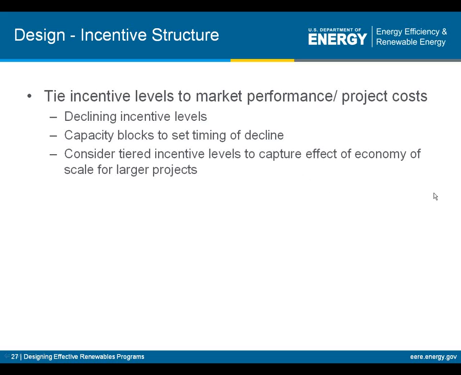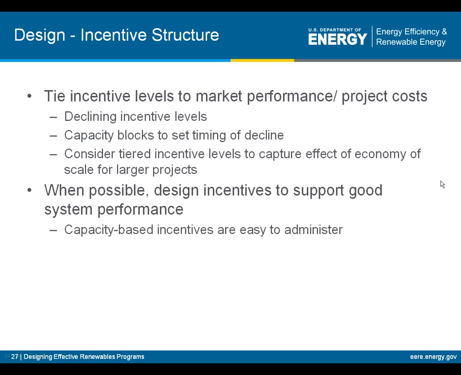You also might want to consider tiering the incentive levels, and that means providing $1.50 per watt for the first 10 kW of a PV system, $1 per watt for the next 60 kW, and 50 cents per watt up to 100 kW. This allows you to be providing an incentive that matches some of the economies of scale you get for larger projects.